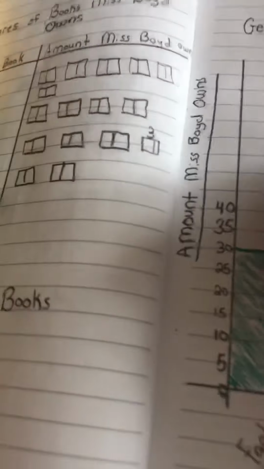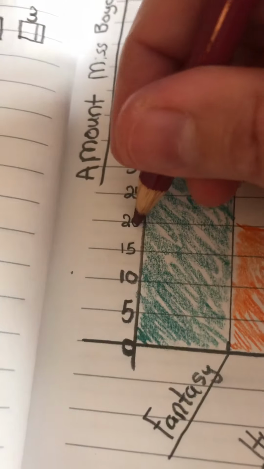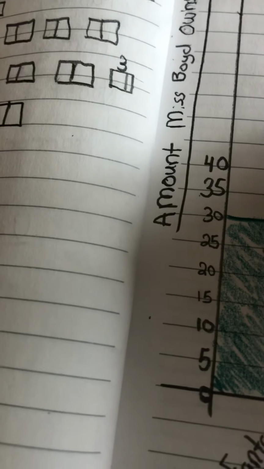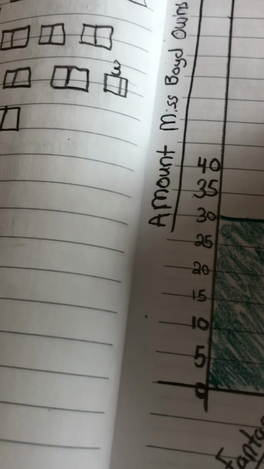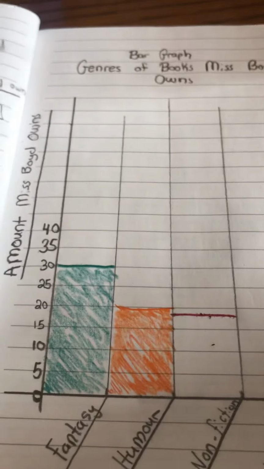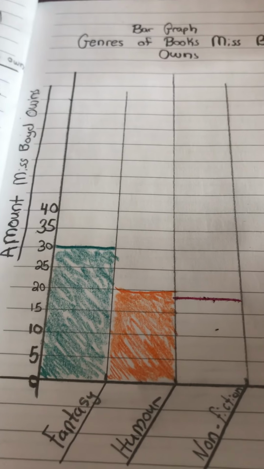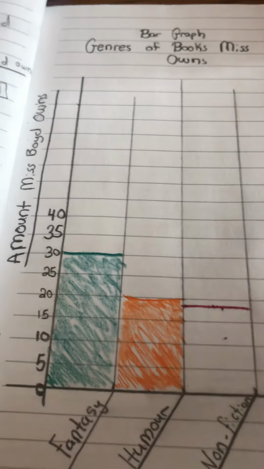Nonfiction, the tricky one, so 18. So we find 20. 18 is between 15 and 20. It's a little bit before 20, isn't it? So I would find where 20 is, and I would go a little bit below. There, and make my line nice and neat. And as you can see, when I was making my graph, you guys will have one that's already kind of made, that I sent, but I made sure that I used a ruler to make it nice and neat.